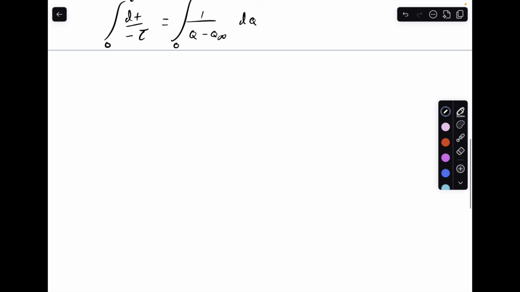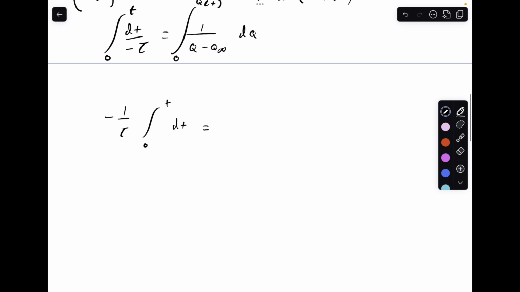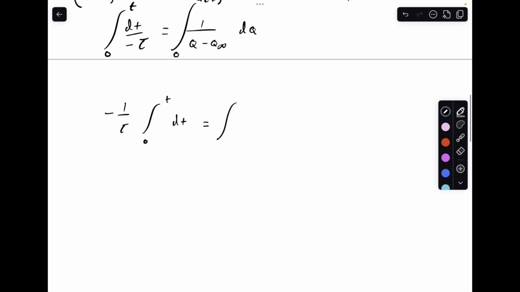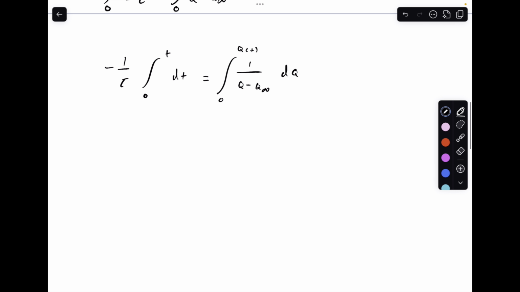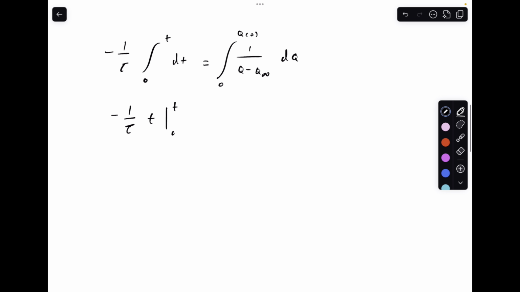On the left-hand side, I'll take out my constants. Integral 0 to t dt, and on the right-hand side, I'll just rewrite it because I want to focus on the left-hand side. And this is 0 to q of t, dq. And we know that the integral of dt is just t, right? Because that's how integration works from the bounds from 0 to t.